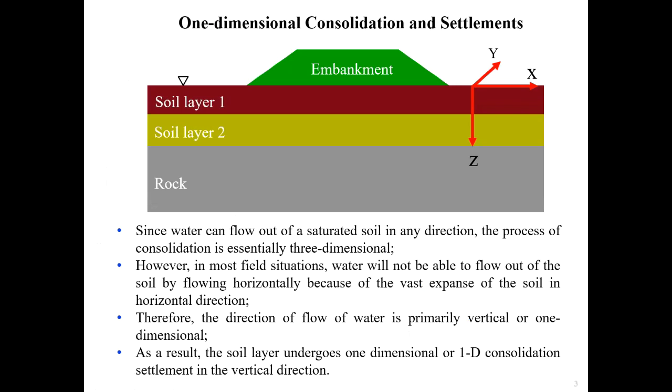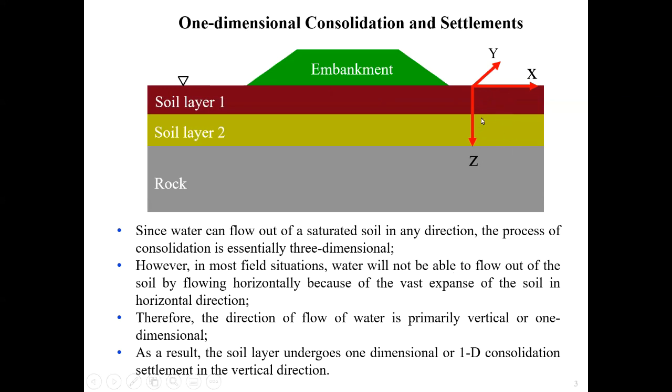Here is an embankment built on top of a few soil layers. If the water table is at the ground surface as shown here, the water can flow in the X, Y, and Z directions. So consolidation is essentially three-dimensional.